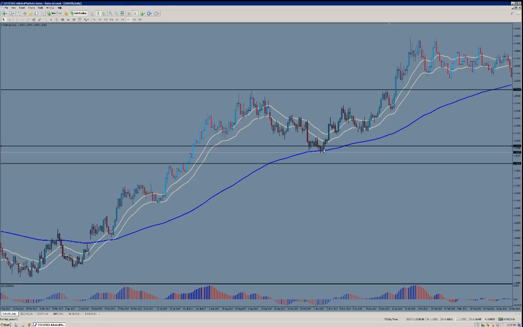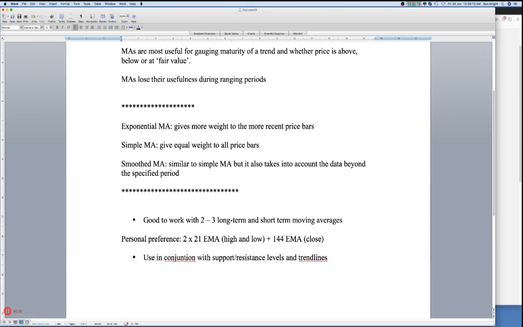Okay, SIBA, these three moving averages that I'm using, I showed that earlier on, the band is using 2 times the 21 exponential moving average, and one is applied to the high and one is applied to the low, and the 144, the bigger one, the blue one, is the 144 exponential moving average, and it's applied to the close.